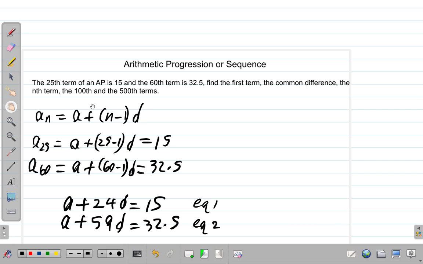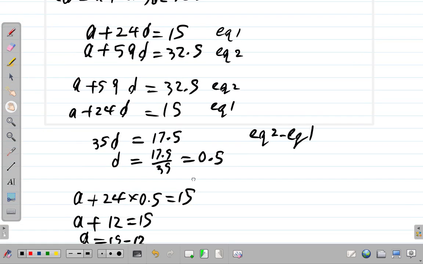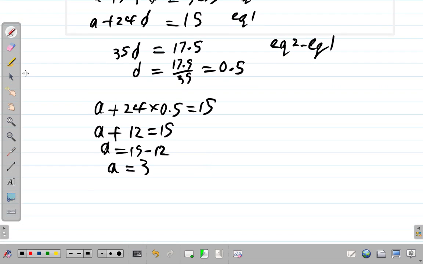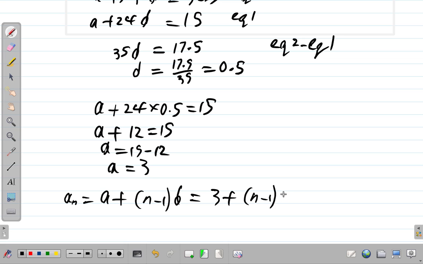Then the nth term. We want the nth term. Now remember, the general form of the nth term, an, is a plus n minus 1 d, which in our case here is 3 plus n minus 1 times 0.5, which is half. So that is the nth term.